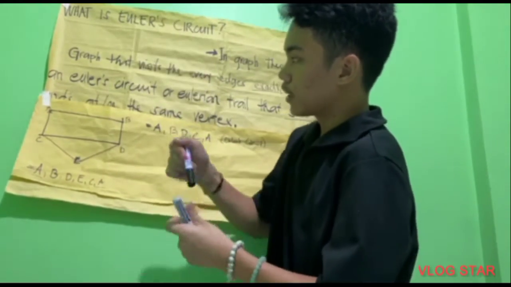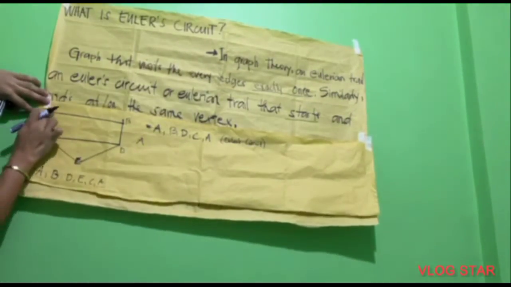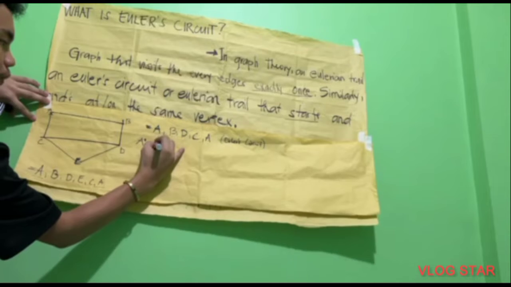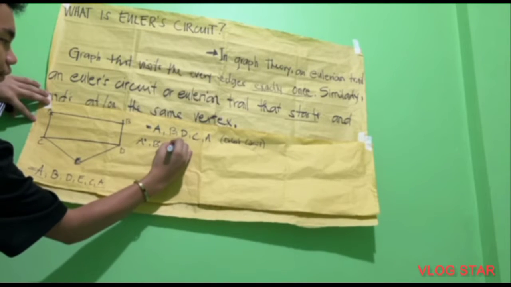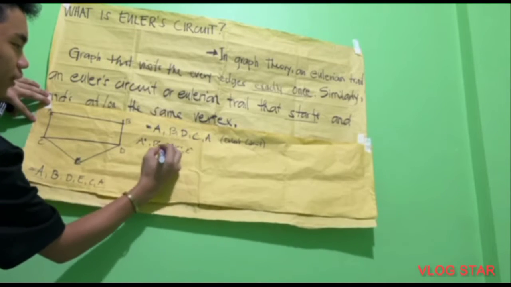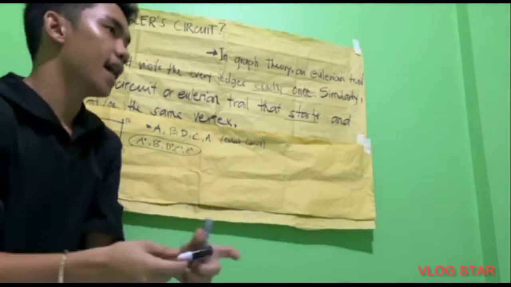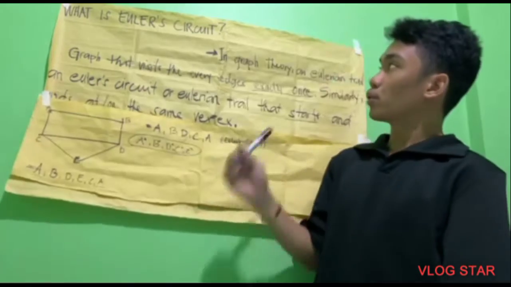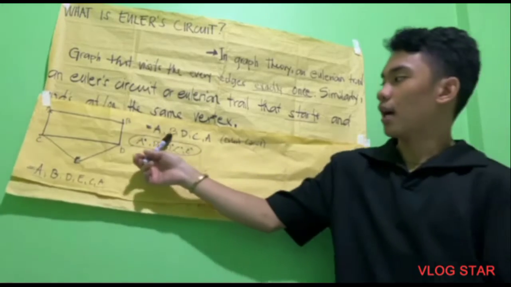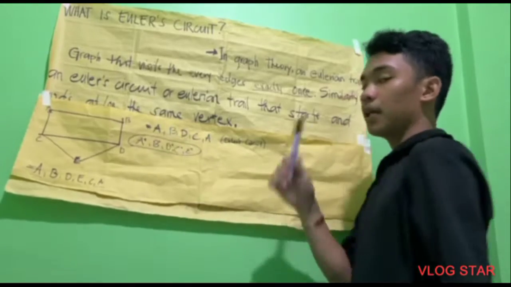So this letter A has a degree of 2, B has a degree of 2, D has a degree of 2, C has a degree of 2, E has a degree of 2. So all of those vertices have an even degree. So that is an Euler circuit. That is the one we need to consider, as long as all of the vertices have an even degree.